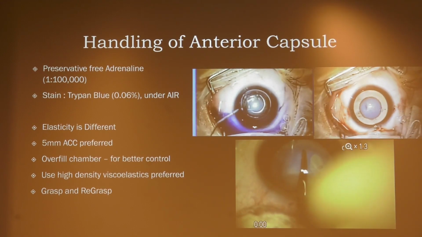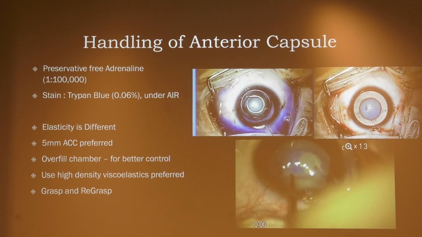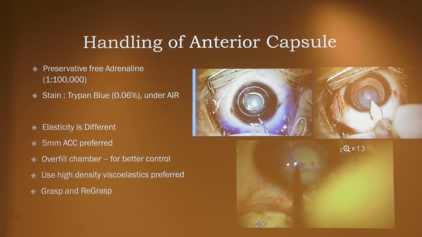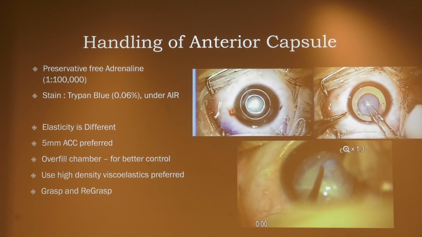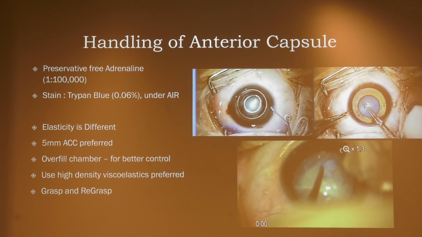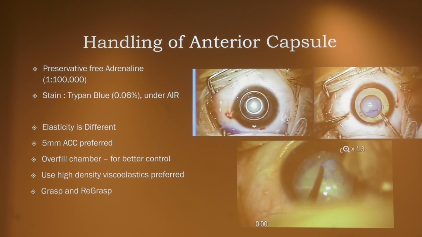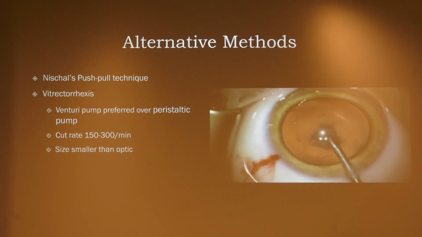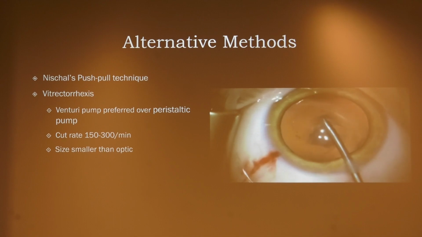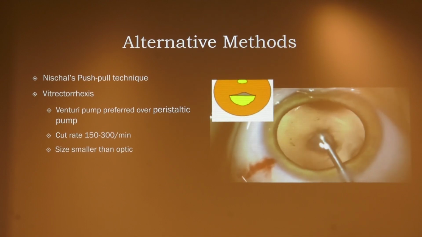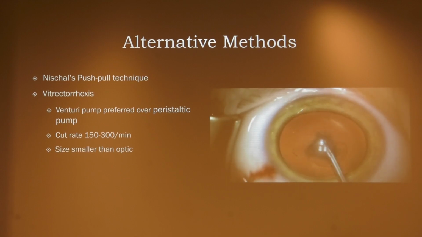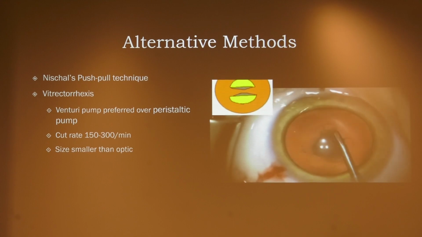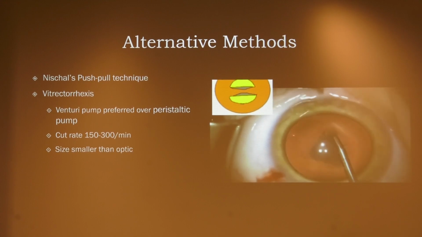Elasticity is different. Always inflate the anterior chamber very well. Overfill it for better control. And use high density viscoelastics if required. Grasp, re-grasp, and then complete your capsulorhexis by pulling it towards the center. Alternative method, Dr. Nischal has shown in younger children his push and pull method. You can also use a vitrector capsulorhexis technique, where you can put a cut rate of 150 to 300. I prefer to do this only when I'm doing a lensectomy, planned aphakia.